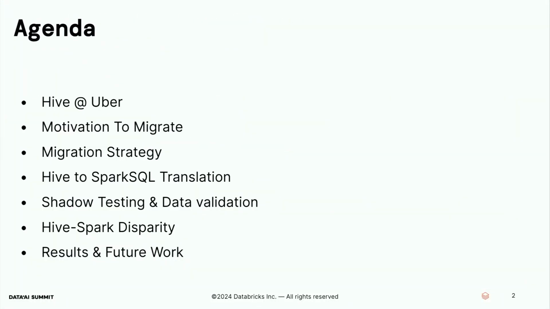So this is going to be the agenda for today. I'll first give an overview of Hive and batch analytics at Uber. We'll talk about what our motivation was to migrate from Hive to Spark, and what migration strategy we took. Then we'll dive into details around how we did the automated Hive to SparkSQL translation, and the shadow testing and data validation framework that we built. And then we'll talk about the challenges that we faced because of disparity between Hive and Spark, and finally the results and future work.